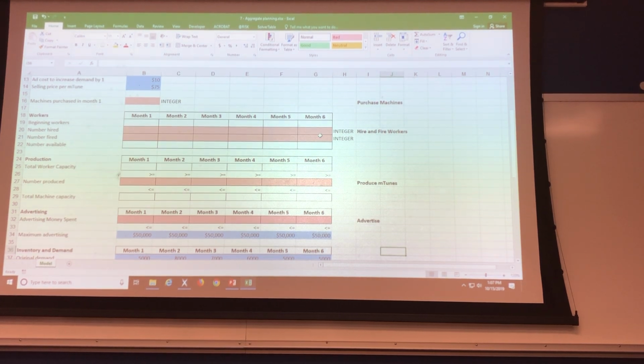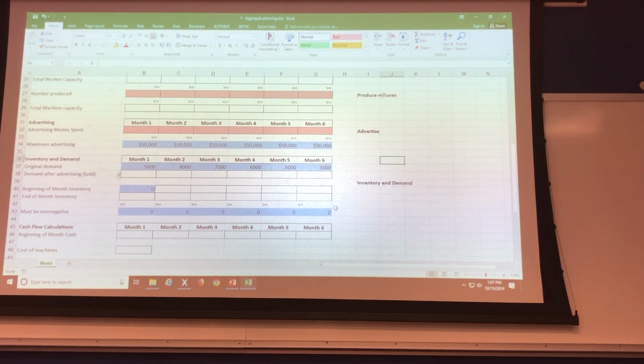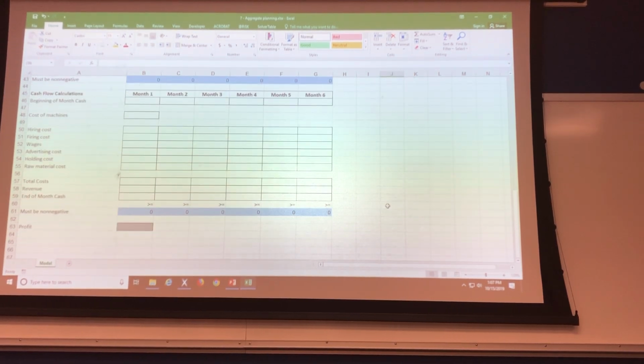But there are a lot of things that we have to do, and a lot of things we have to calculate, because we have to know about people available. Why? Because it factors into our capacity level, which constrains our production. You have to know how many machines, because that constrains production as well, and calculate things that have to do with the inventory levels, the new demand if you advertise, all that kind of stuff. But the bottom line is, our goal in all of this is to maximize profit.